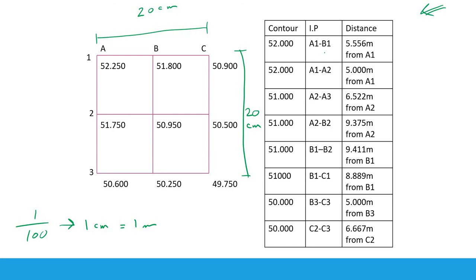So between A1 and B1 we have a contour line, as we know, of 52, and the distance of this contour line is 5.556 from A1 towards B1. So I will use my ruler. From A1 to B1 I will measure 5 centimeters, 0.556. Okay, it would be exactly here. So this is the first point.